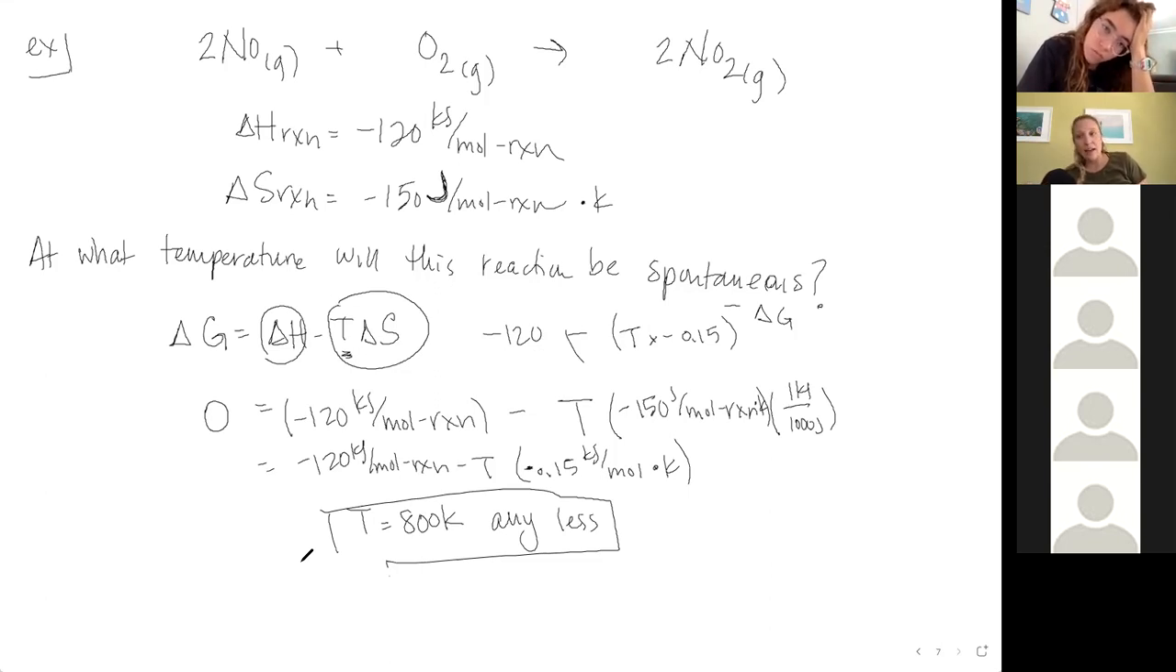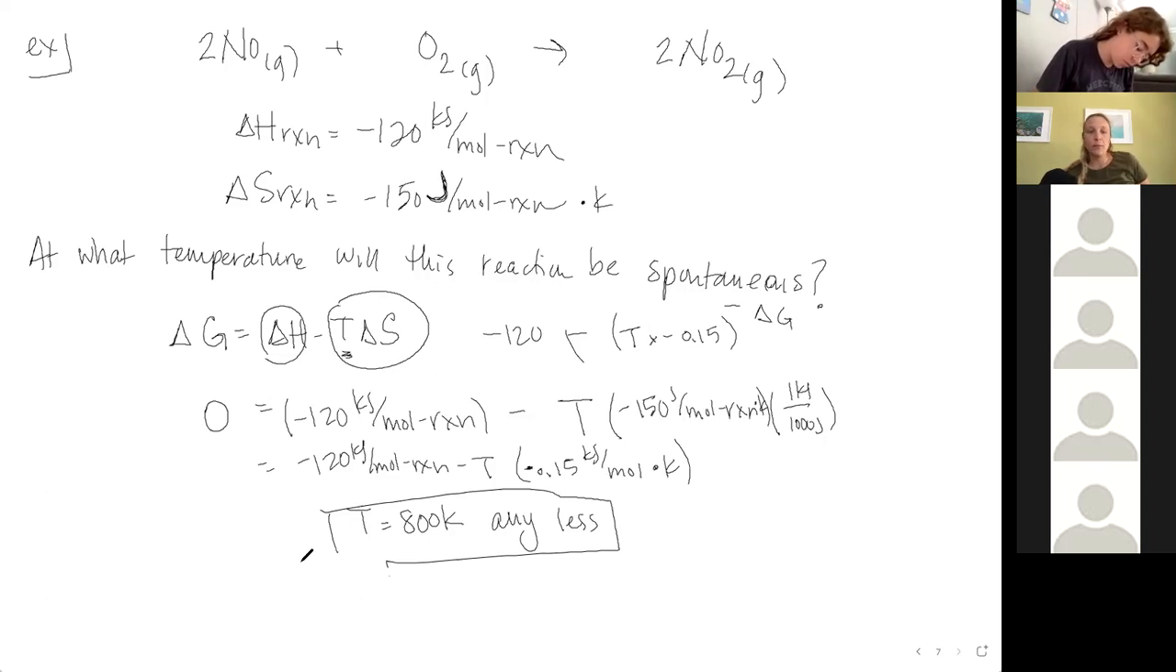What if we are at 800 degrees Kelvin? Are we spontaneous or non-spontaneous? Yeah, great. So if you're at 800 degrees Kelvin, you are at equilibrium. So your delta G would be zero. So you're at equilibrium.